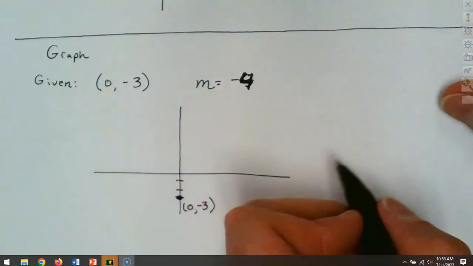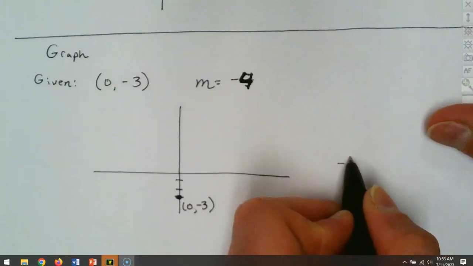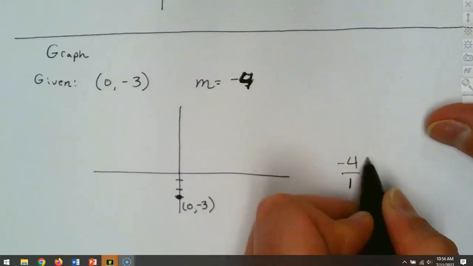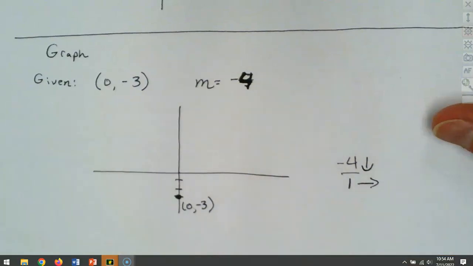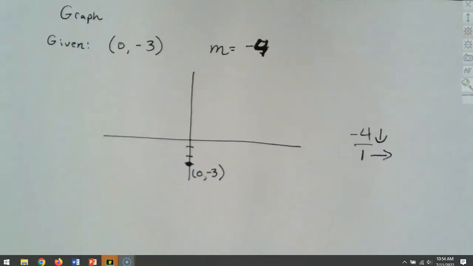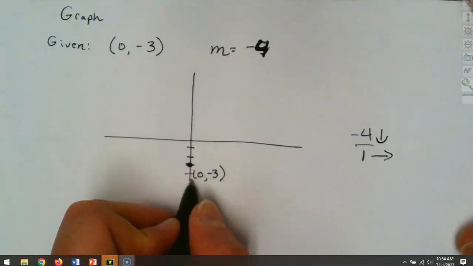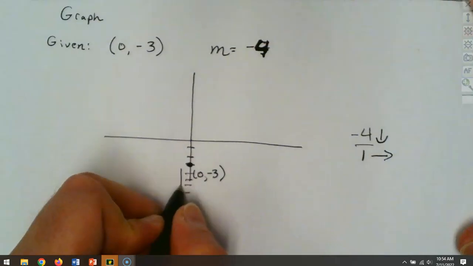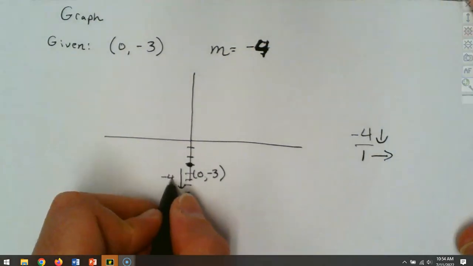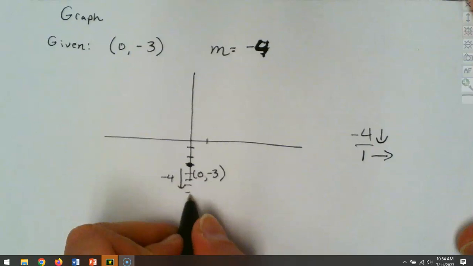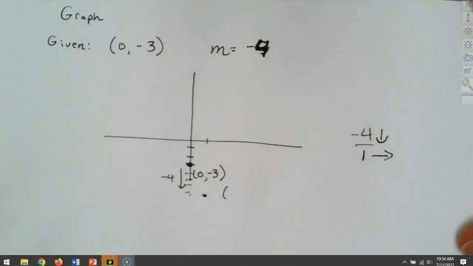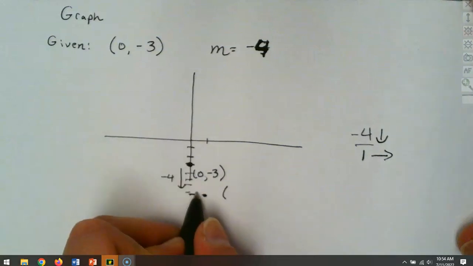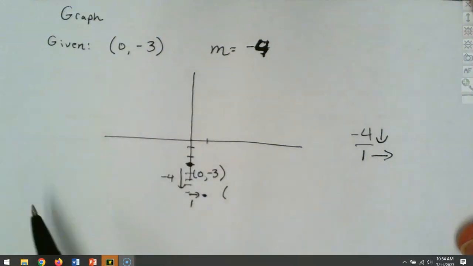Now, what about my slope? We're going to look at negative 4 over 1. So that means we go down 4 and we go over 1 unit. Now, I always like to label the point. You don't necessarily have to, but I like to label it. So let's see what happened.